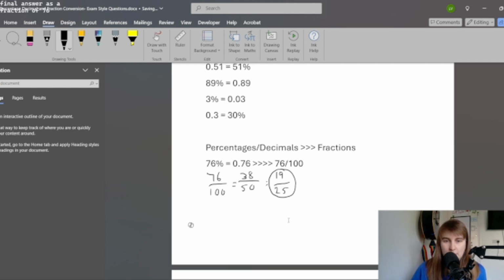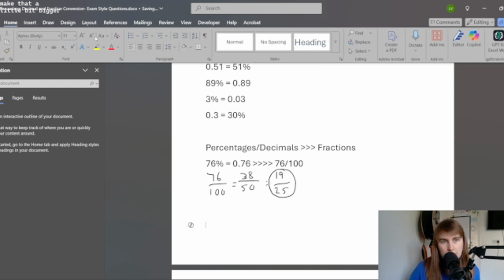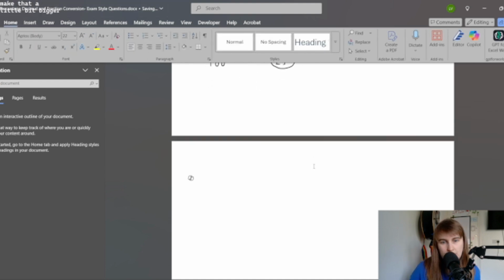Okay, let's do another one. Let's say I have 42%. We're going to make that a little bit bigger. Do it down here. So 42% as a fraction will be 42 over 100. Now, if I'm going to simplify that, again, I can divide by 2. So 21 over 50. Now, neither of them are prime. That's not relevant, but they don't have any factors in common. So 21/50 is the simplest version of that fraction.